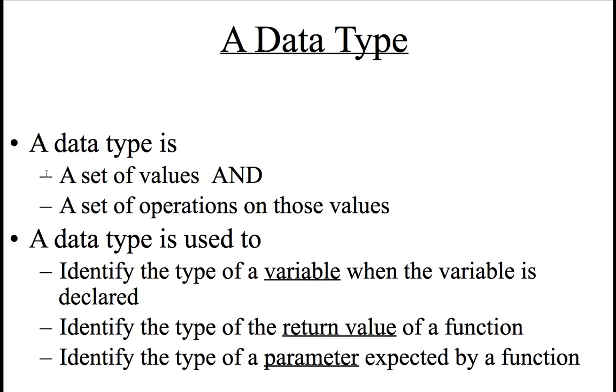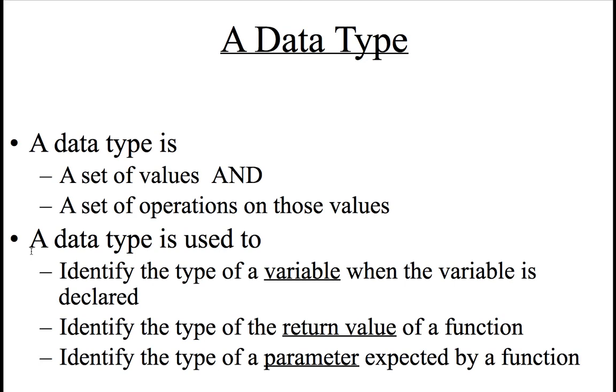A set of values and a set of operations on those values. Why is a data type used? A data type is used to identify the variable when the variable is declared, to identify the return value of a function, and to identify the type of parameter expected by a function. A data type has many uses, but basically we use it to store the value, identify the parameter expected by the function, and identify the variable when it is declared.